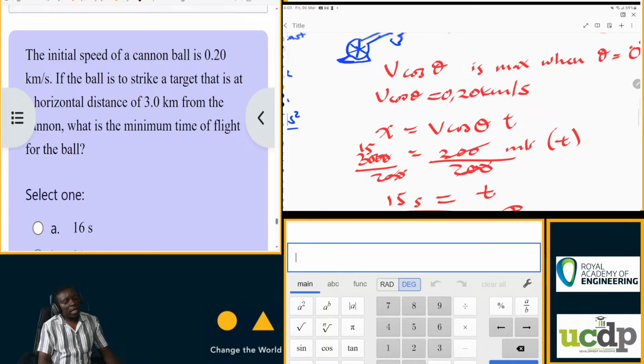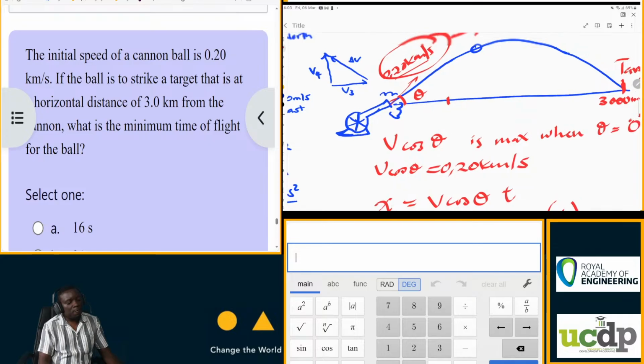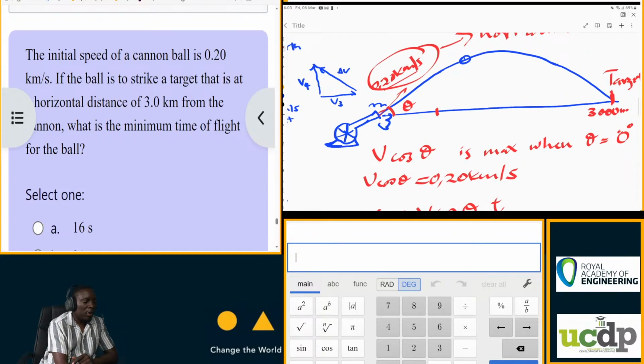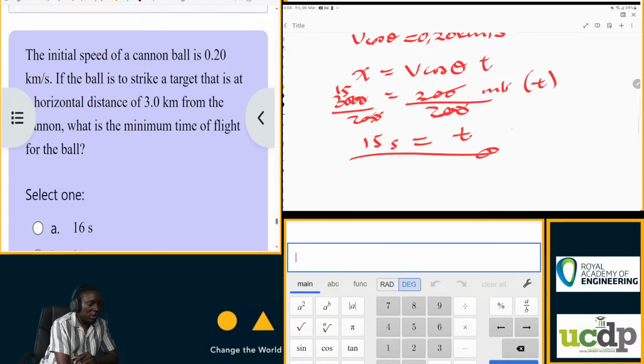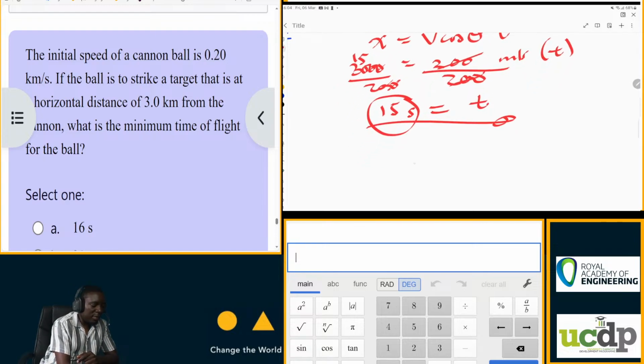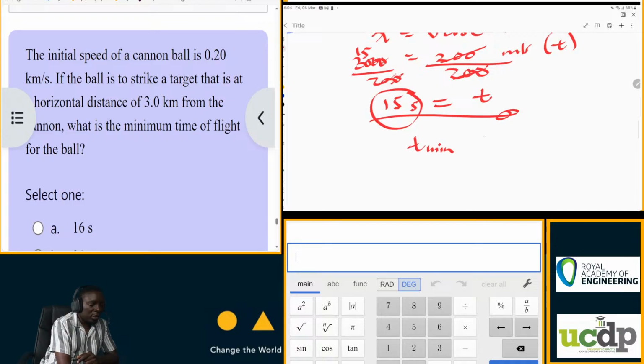But remember, this is a cannonball, and it's in an environment where there is also drag or air resistance. So ideally, this will be the least assuming air resistance is negligible. But otherwise, the value should be somewhat closer to 15. It should be greater than 15. The minimum time, T min, should be slightly greater than 15 seconds.